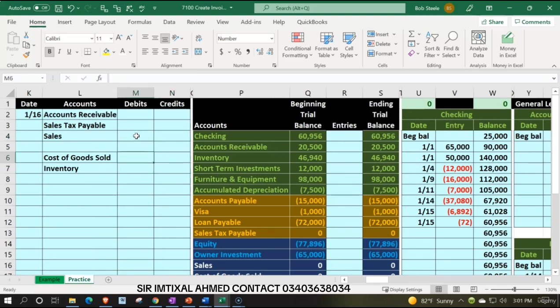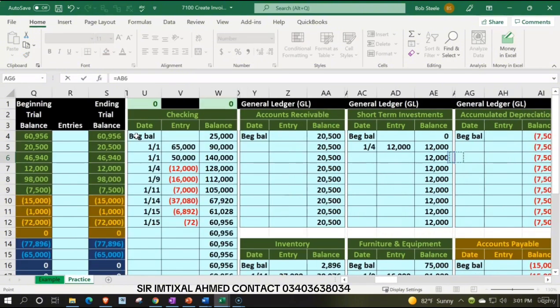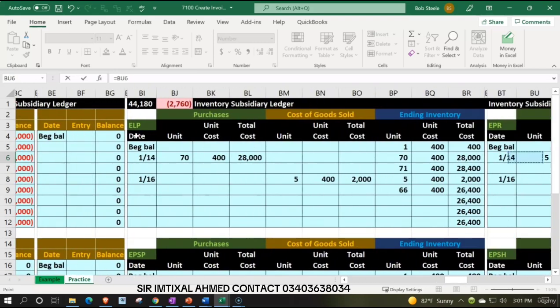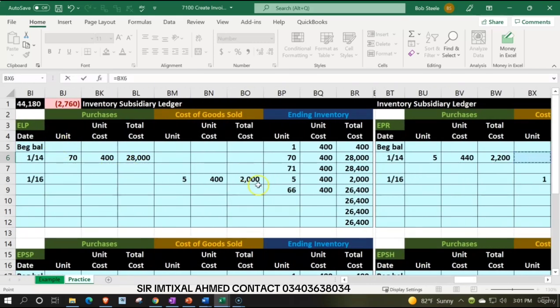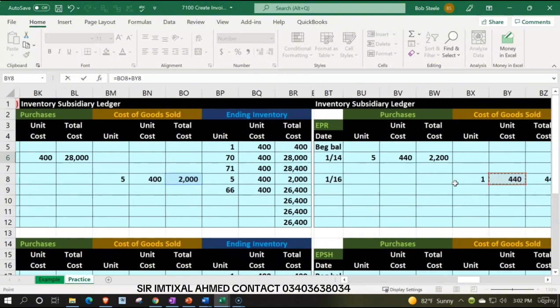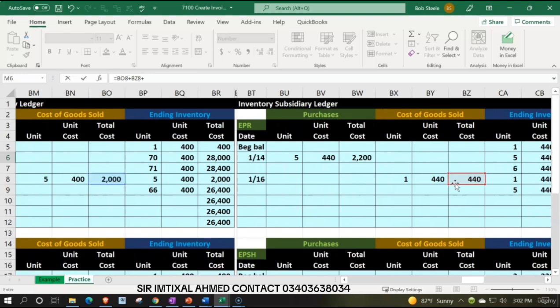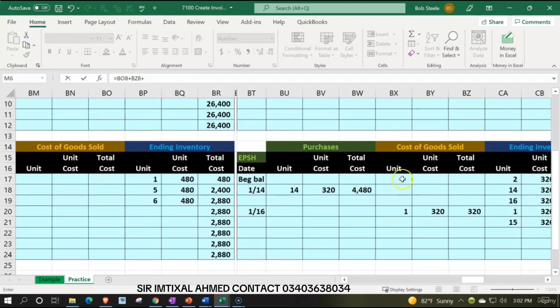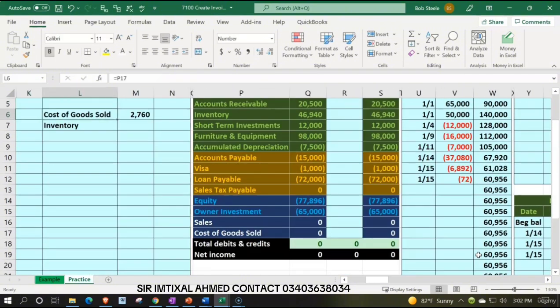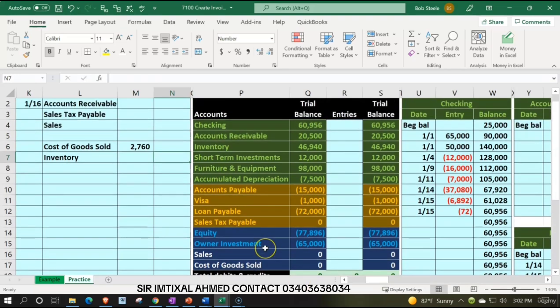So I'm going to put it in the cost of goods sold, and I'm going to try to pull that information over because that's the easiest place to put it, because that's going to be a debit. So I'm going to try to do that again, equals, I'm going to go all the way to the right, and I'm going to say we're picking up this one. We sold to the ELPs $2,000 worth, and then we sold $440 worth of the EPRs, and then we sold $320 worth of the EPSHs, equals, that's going to give us our 2,760. The inventory will go down by that as well. So there we have that.